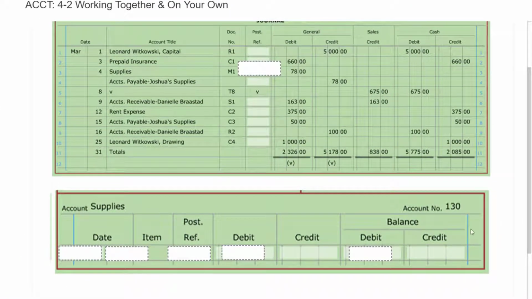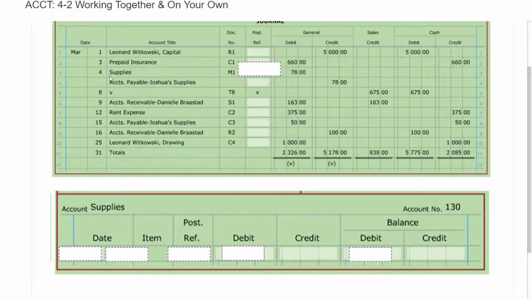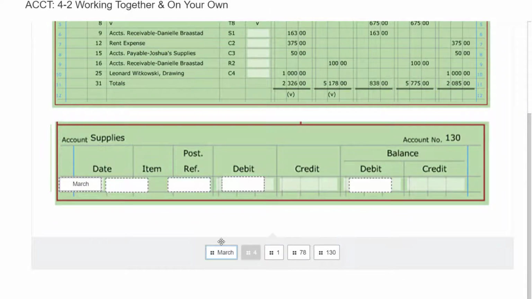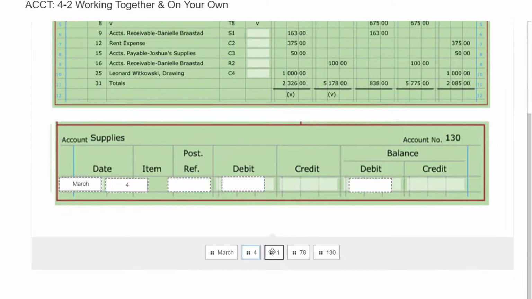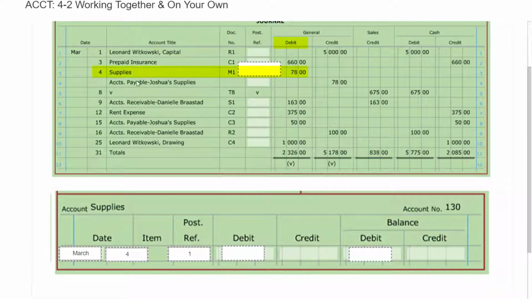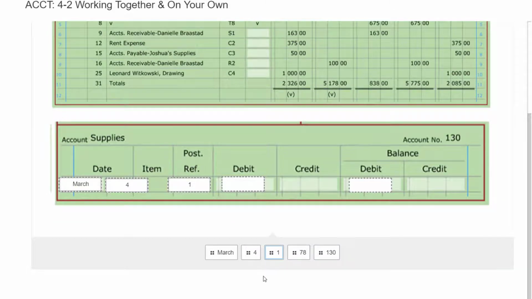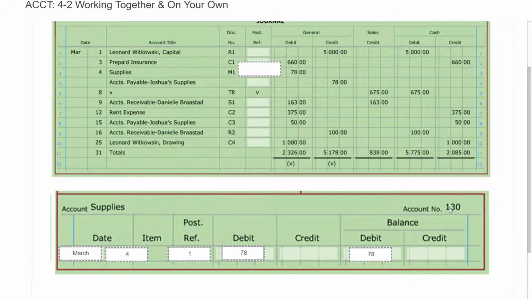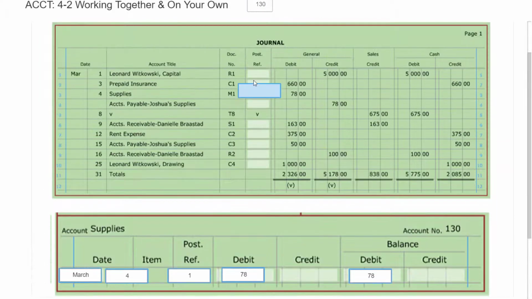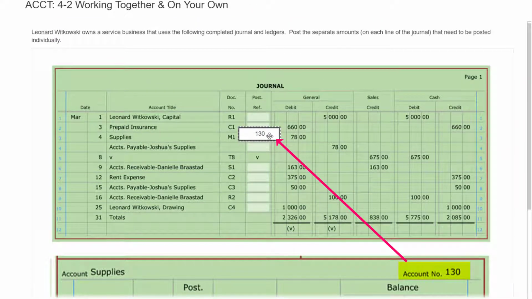And so this is March, and it's on the 4th. So I've got March 4th, and this comes from page 1 of the journal. And then I can see on March 4th, this is a debit of $78. Because I have no previous balance, I just get to add it to 0. So 78 plus 0 is 78. And then the final thing I need to do is take this 130 and drop it in the post reference column, because that's telling me that this number is posted to ledger 130.